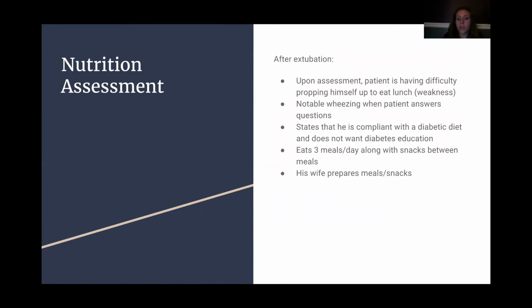After extubation, we actually got to talk to the patient. When we spoke to him, he was eating lunch and he was having difficulty propping himself up. He was very obviously weak, and there was notable wheezing when he answered questions, so you could tell he was having difficulty breathing. He states that he is compliant with a diabetic diet and he did not wish to have any diabetic education, but he does eat 3 meals a day along with snacks between his meals, and he pairs proteins along with his carbohydrates. But his wife usually prepares most of his meals or snacks.